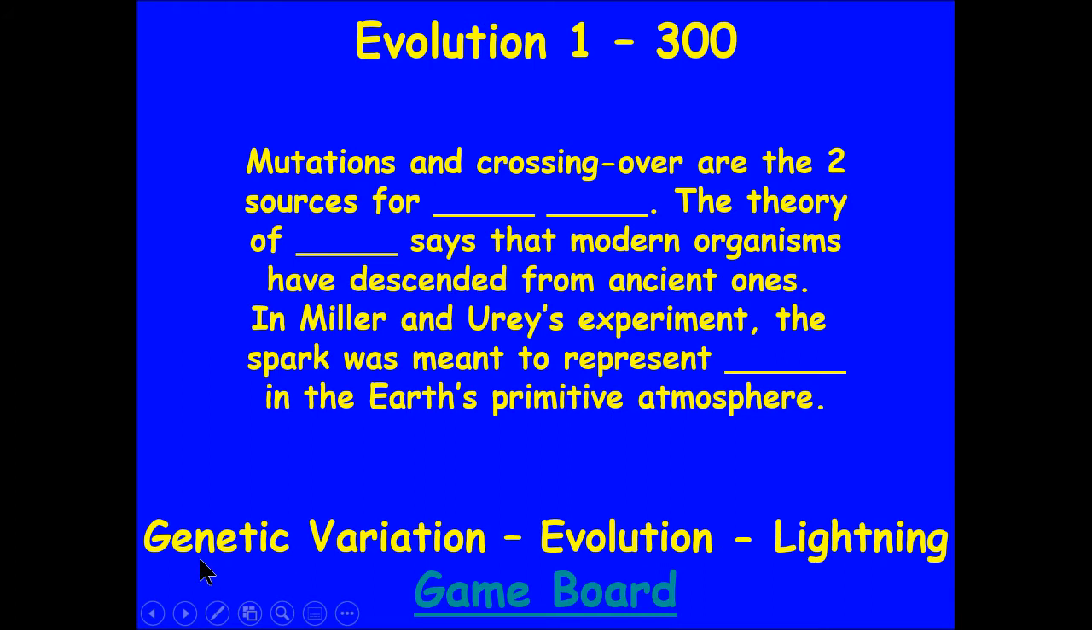All right, so mutations and crossing over can lead to, they don't always lead to, genetic variation. And the more genetic variation you have in a population, the stronger that population is said to be. Organisms descending from ancient ones is evolution, and lightning was in the Earth's primitive atmosphere. In their experiment, they had to use an electrical spark to represent lightning.